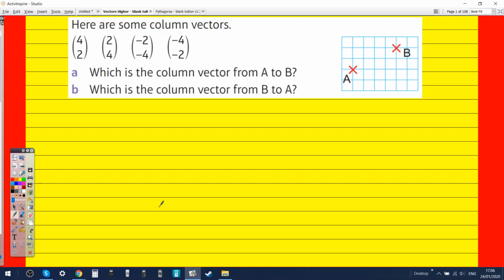Is it the second one? So the way it works is this means right and this means up. So it's basically the x and y like that. So the second one would mean 2 right and 4 up.